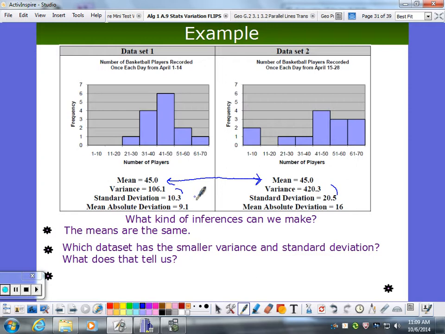Let's just look at standard deviation, forget variance. This standard deviation is 10.3, and the mean absolute deviation is 9.1, right? They should be close. And this one is 20.5, 16. Those are the standard deviation and mean absolute deviation. So what is that telling us?